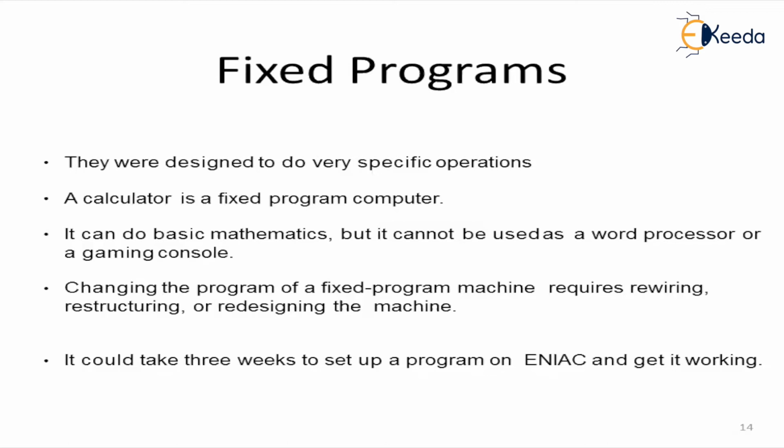Changing the program of a fixed program machine requires rewiring, restructuring, redesigning. So if you want to change the program of a calculator, imagine if you want to include a word processor and a gaming console in the calculator, what all tasks do we need to do? Rewiring, restructuring, redesigning, altering the entire concept of the machine, and then coming out with a super calculator. So it will take weeks of time. And if you want to perform the above task, in the case of the ENIAC, it will take at least 3 weeks to get the ENIAC working. So imagine the type of effort you are putting in and the time required for those efforts to become fruitful.